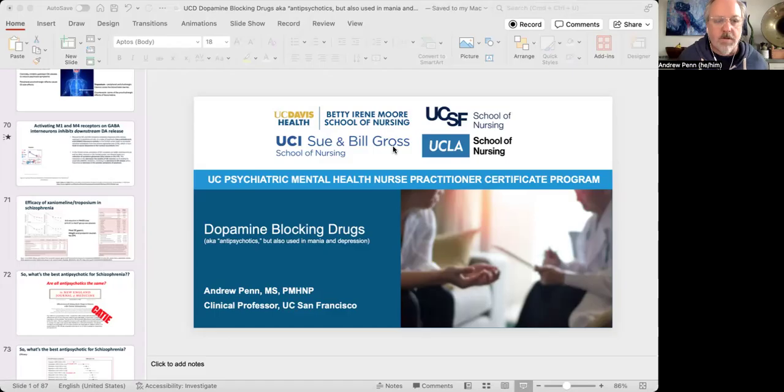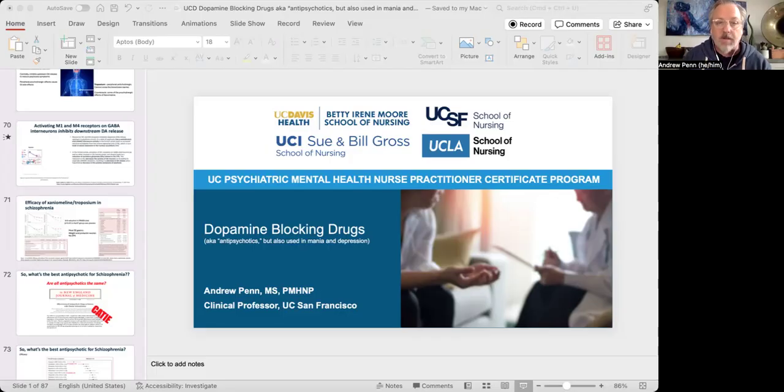Hi, everyone. Welcome to this unit on dopamine blocking drugs for the most part. We're going to be talking about things that historically have been called antipsychotics, but this is one of those places where the name can be quite confusing because these are medications that we use in other conditions besides psychosis, such as bipolar disorder and the augmentation of depression.